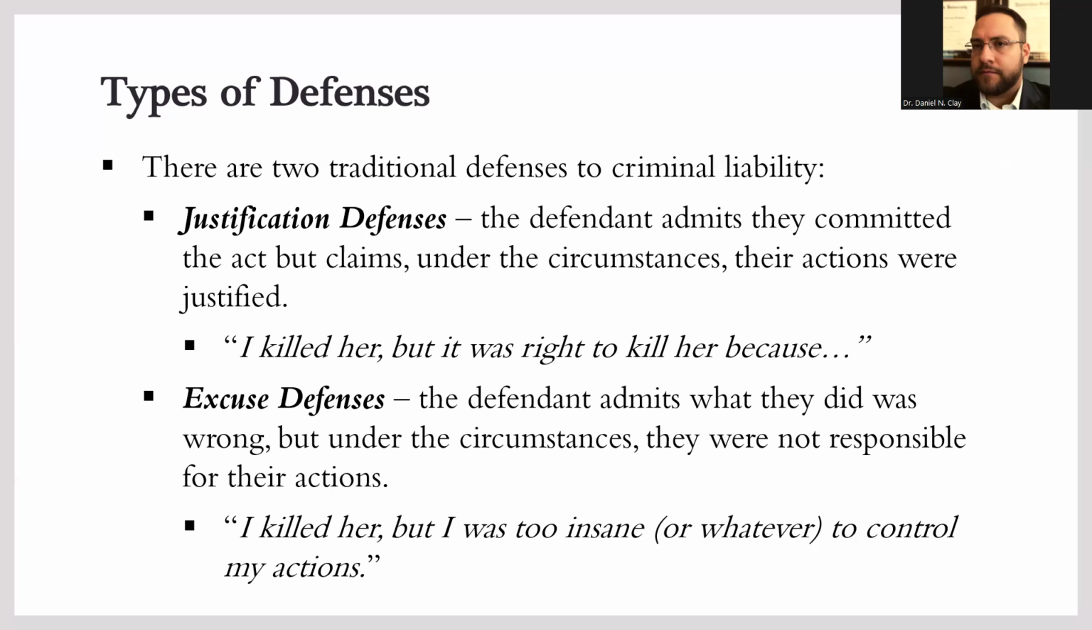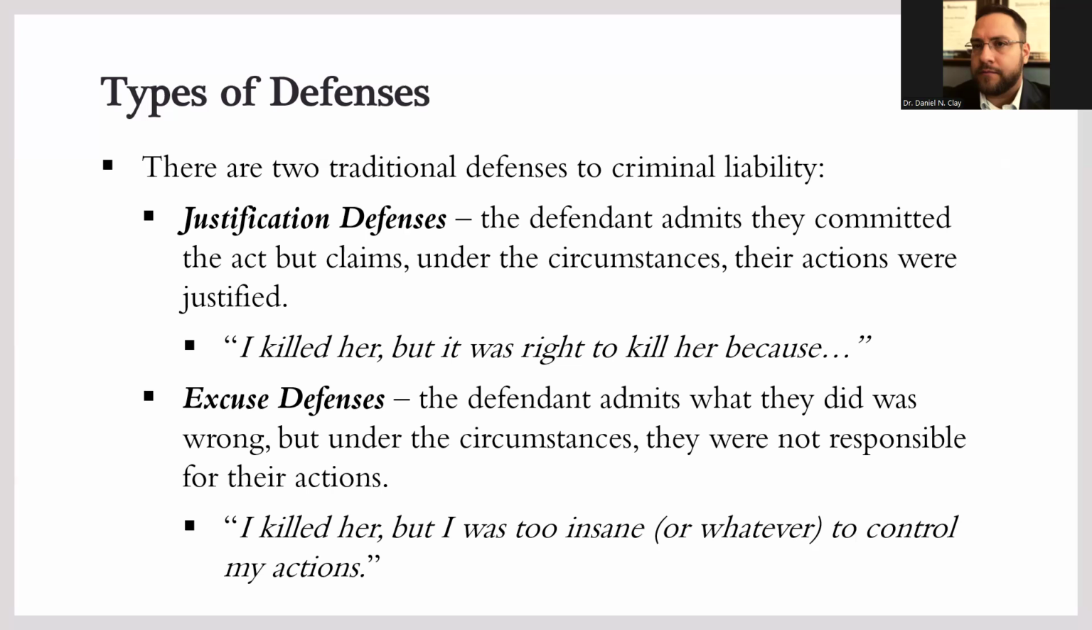Compare that to excuse defenses, in which the defendant admits what they did was wrong. They're saying it's wrong, but under the circumstances, they're not responsible. So here the idea is, yes, I killed her and it was wrong, but I was too insane to control my actions. So with justification defenses, you're saying yes, I did it, but it was the right thing to do. Whereas with excuse defenses, you're saying, yes, I did it, and it was the wrong thing to do, but there is some reason that I should not be held responsible.